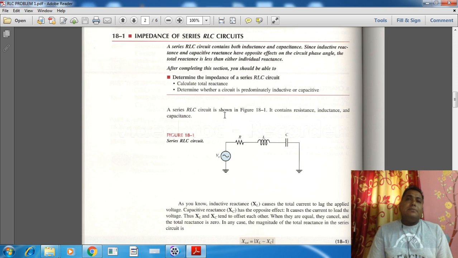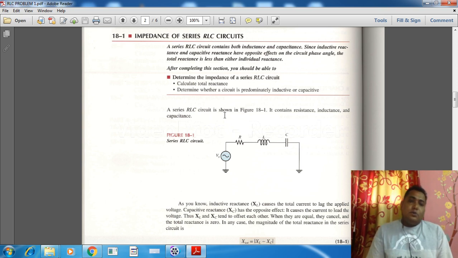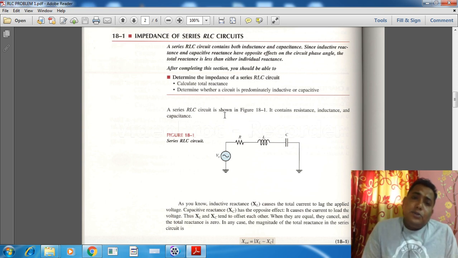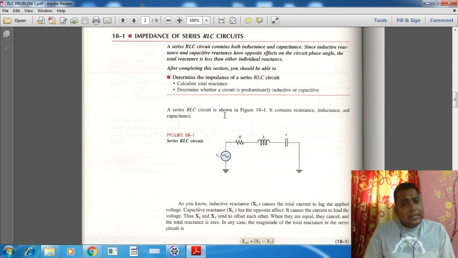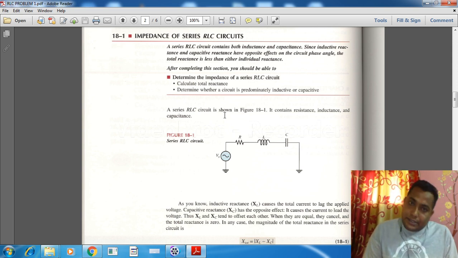Now there is a term, impedance. What is impedance? We have already discussed it in the previous classes. Impedance is the total summation of the resistance and the net reactance of inductance and capacitance. See what is written here: a series RLC circuit contains both inductance and capacitance. So XL must be there and XC must be there. Since inductive reactance and capacitive reactance have opposite effects on the circuit phase angle, the total reactance is less than either individual reactance.